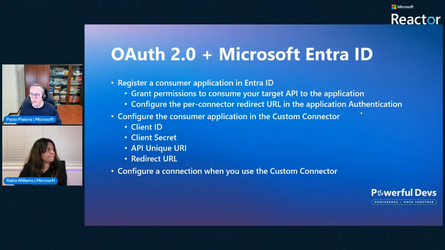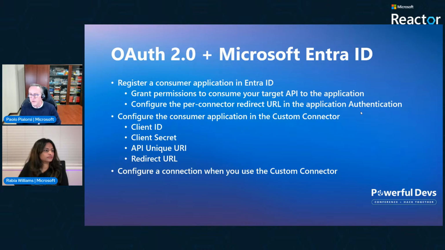If you want to do that, as Rabia was explaining, you will need, first of all, to register a consumer application in Entra ID, or Azure Active Directory if you want to use the previous name. When you do that, you need to grant to that application all of the permissions that you need to consume the target API that you are willing to consume. So, for example, if you want to send an email, you will need the send mail permission. If you want to create a team in Microsoft Teams, you will need the Teams create permission, and so on and so forth. Then you will also need to copy and reuse the client ID and the client secret that you will need to create for that application, and eventually the unique URI of the target API that you want to consume, in order to reuse that information in the configuration of your connector security.